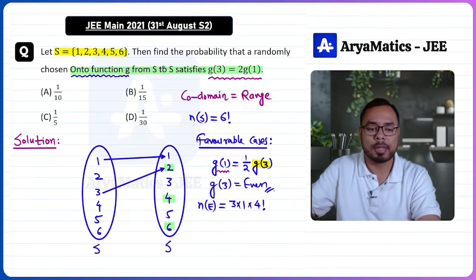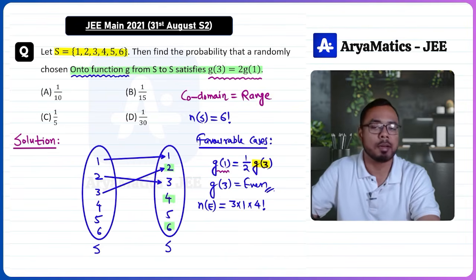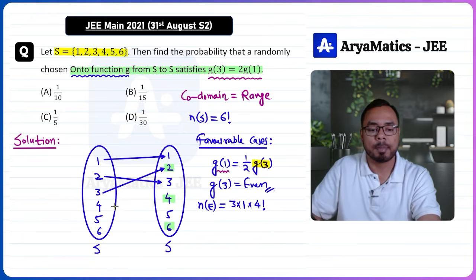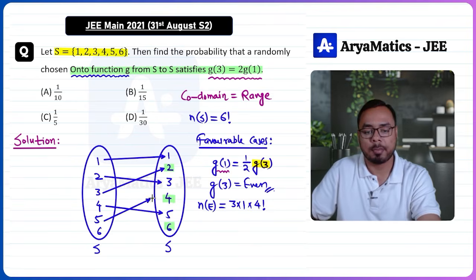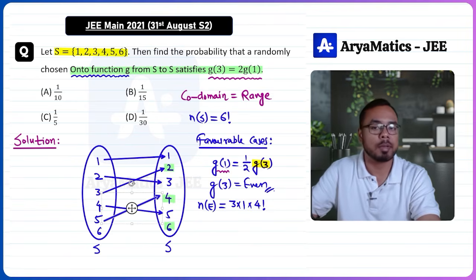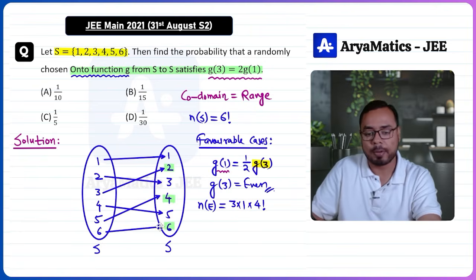So for these remaining elements, for example 2, there are 4 options. You can connect with any one of the remaining 4. Then for 4, we have only 3 options, right? And similarly, for 5, we have only 2 options, either it will be 4 or 5. And similarly, for the last one, we have only one option. So for the remaining 4 elements, we have 4 factorial options of connecting with the second set, right?